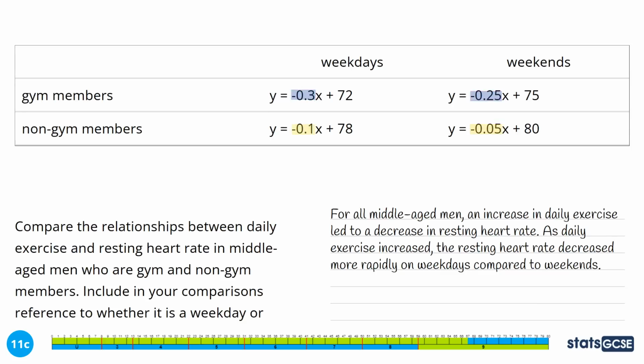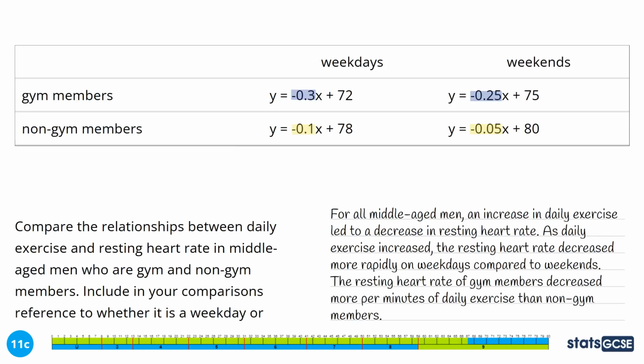Looking at the gym members, we had minus 0.3 and minus 0.25. And comparing that to the non-gym members, we had minus 0.1 and minus 0.05. So the resting heart rate of gym members decreased more per minute of daily exercise than non-gym members.